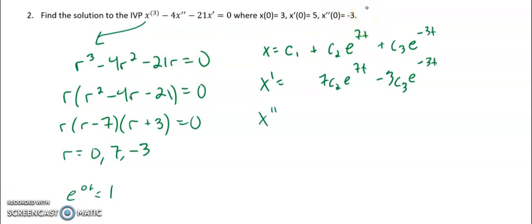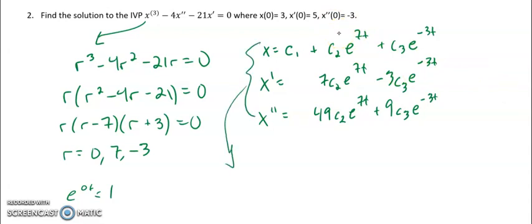I have to derive again because I need to be able to use this double derivative information right here. That gives me x double prime is equal to 49c2 e to the 7t, and then plus 9c3 e to the negative 3t. Just some chain rule there. So from here, I'm going to use these initial values and plug in the values.